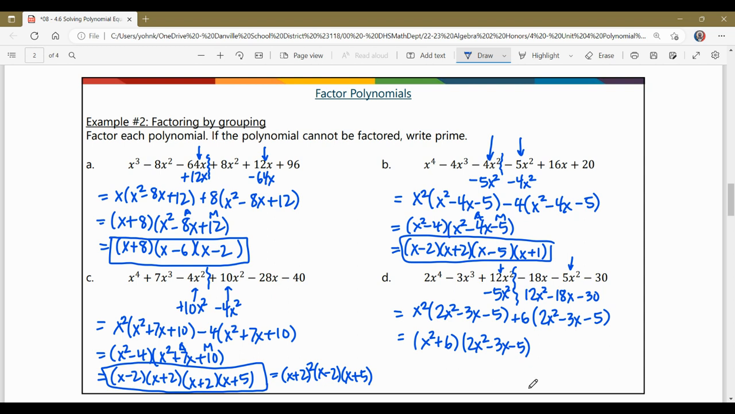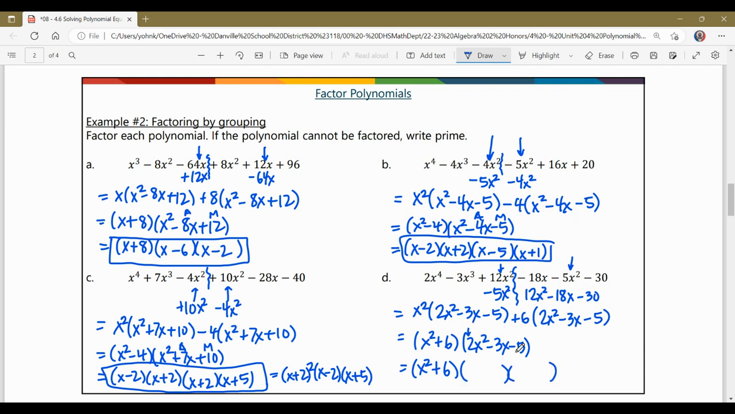All right, so now I see squares, so I think maybe I'm not done. I look at x squared plus 6, and I want to say it's the sum of two squares, but it's not. 6 is not a square. So x squared plus 6 is done. However, we can factor 2x squared minus 3x minus 5. I notice it's a quadratic.